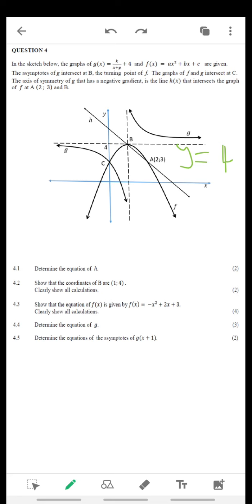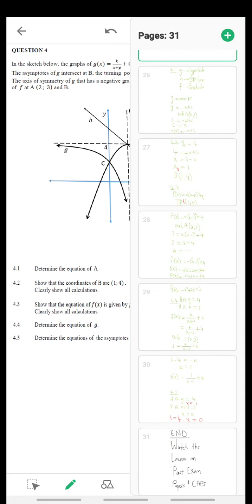Remember this g now is g of x plus 1, meaning the original vertical asymptote will be affected, but the y asymptote, or the horizontal asymptote, will remain the same. So what's going to happen? x plus 1 is the same as a 1 unit shift to the left. So it means on the original vertical asymptote, I'm going to shift it by 1 unit. So let's go and do that.